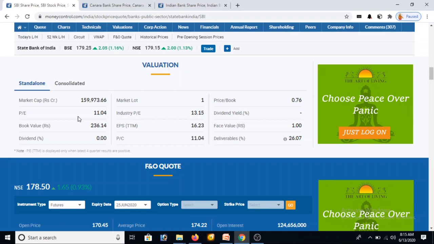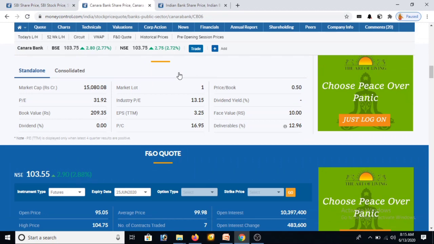So like I just explained to you, peer company means those companies which run the same kind of business. In this case, Canara Bank, Indian Bank, IDBI, etc. are the peers. So let us compare the SBI PE with that of Canara and Indian Bank. Here are the details of Canara Bank. In the case of Canara Bank, the company PE is 31.92, whereas the industry PE remains the same, that is 13.15. It is the same for SBI, Indian Bank, Canara Bank, IDBI Bank, which come under the same sector.